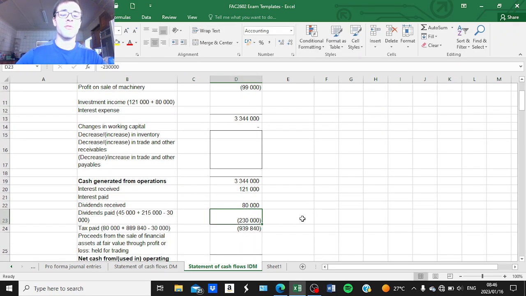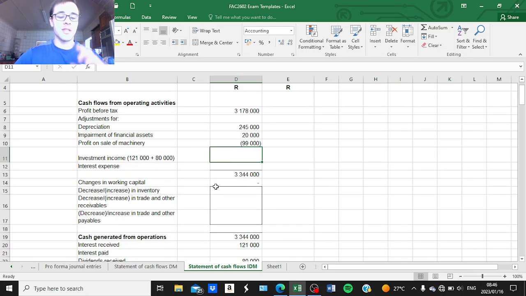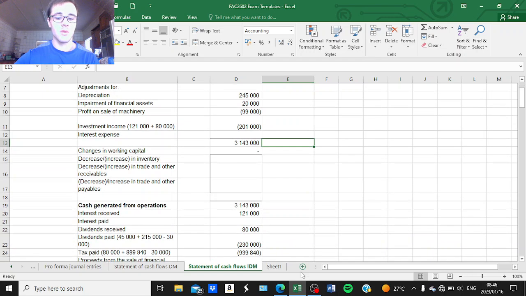But we first need to remove it from the profit before tax because it is an income item in respect of which the cash flow is shown separately on the statement of cash flows. So total investment income that we have adjusted against the profit before tax amounts to 201,000 Rand. Because we are removing an income item, that will be a negative adjustment against the profit before tax.